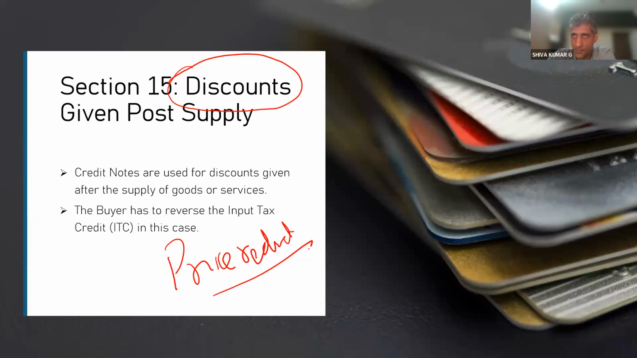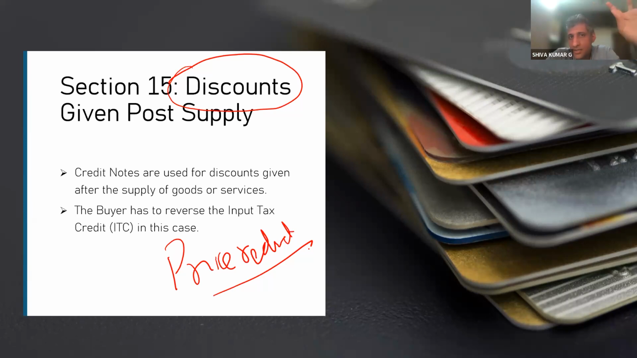So what about credit notes? There's a price reduction, not because of a discount, but because of a genuine commercial transaction. There is a GST circular which clarifies this point, but in a very vague manner. If you read the circular, you will neither understand whether they are saying it is permitted or it is not permitted. That kind of wording is given. But discount cannot be equated with price reduction.